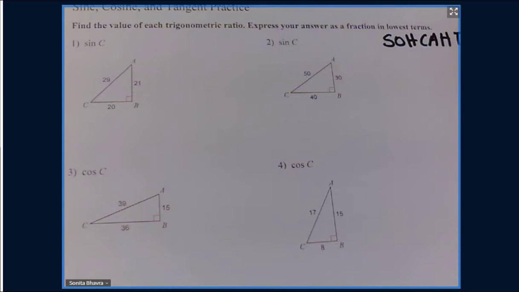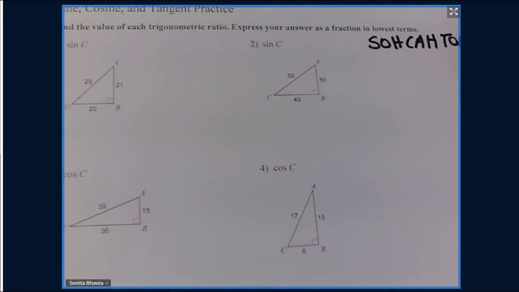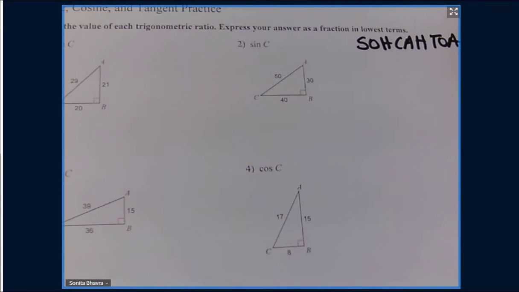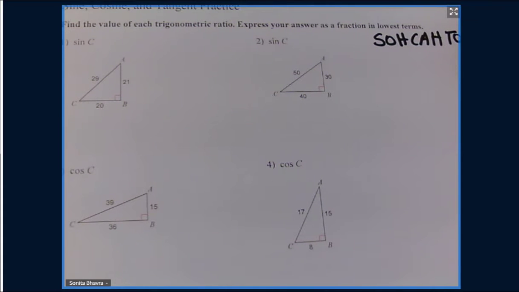Okay, so today's class we are just going to review sine, cosine, and tangent. Our first question on this sheet, again this is in your modules, we are looking to find the value of each trigonometric ratio. Express your answer as a fraction in lowest terms. So I've just put our acronym here, SOHCAHTOA, right there on the corner. So sine of C. So let's take a look here.